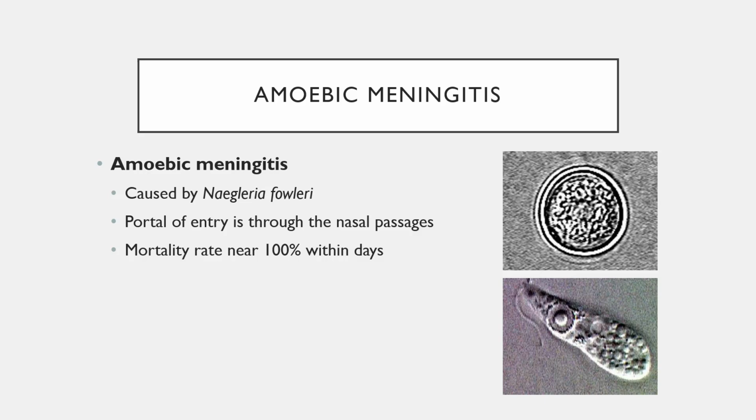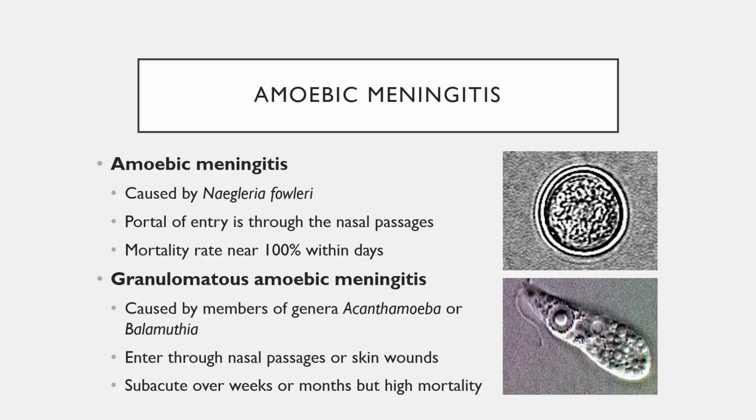There is another special type of amoebic meningitis called granulomatous amoebic meningitis, and this is caused by members of the genera Acanthamoeba or Balamuthia. So these guys also enter through the nasal passages or through skin wounds, and this develops more slowly. It's a subacute development over weeks or months, but it still has a high mortality rate.